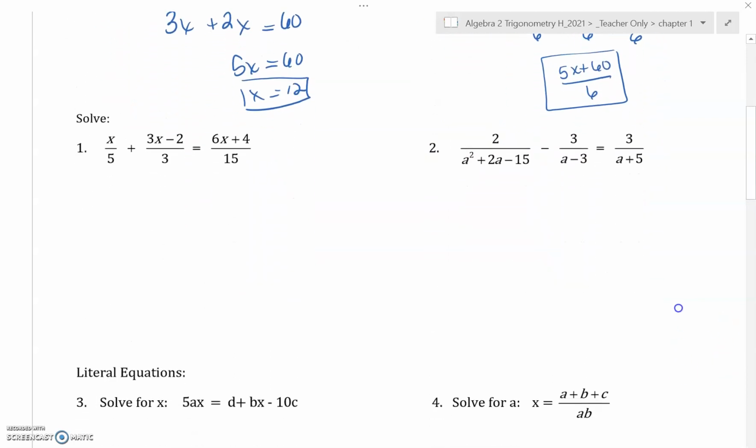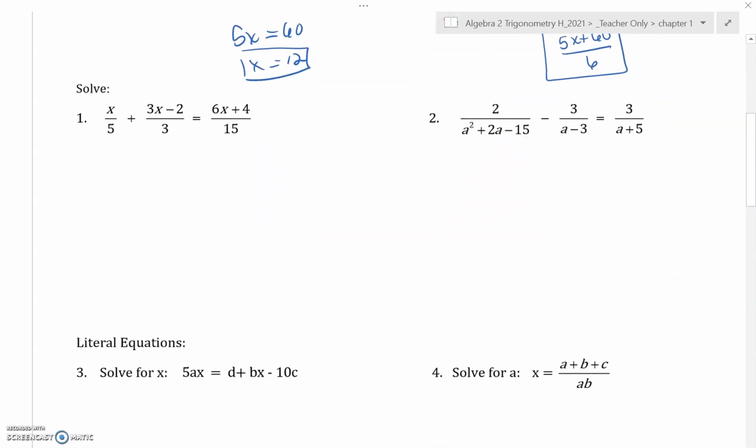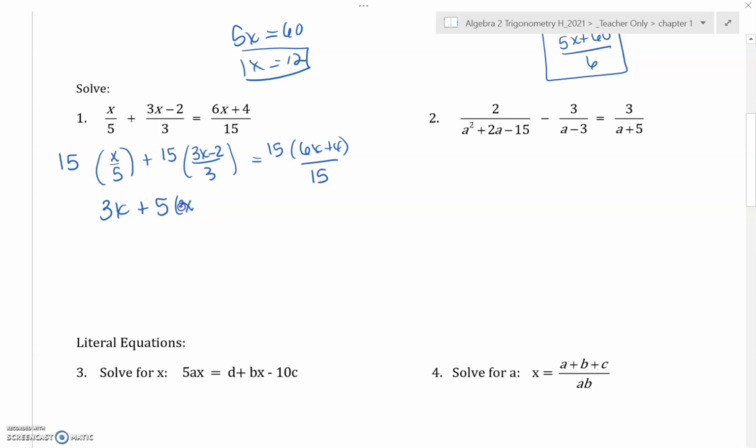Okay, so what I would like to do next is practice a little bit more with solving. So if you take a look at number 1, it'd be nice if we didn't have all these fractions. So decide what you're going to multiply every term by, both sides of the equation. All right, did you decide to multiply every term by 15? If you do that, you won't have fractions because 15 divided by 5 is 3, 15 divided by 3 is 5, and the 15 cancels out.